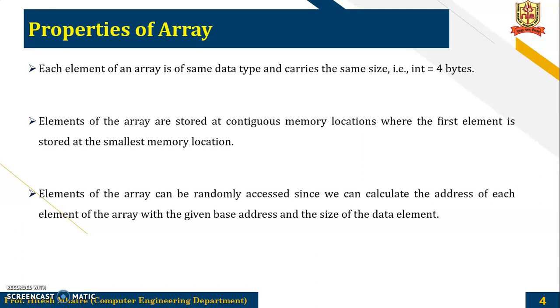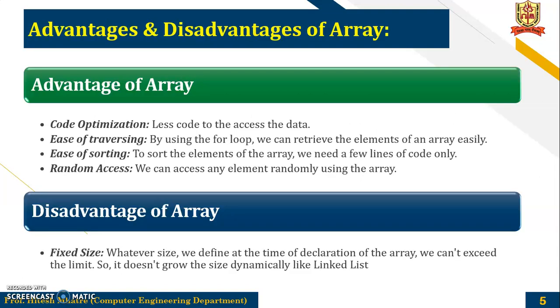The elements of an array can be randomly accessed since we can calculate the address of each element of an array with the given base address and the size of data elements. So we can actually access any element in an array if we know the base address, that is the starting address of the memory location where the array is stored, and the size of the data element. Like if we are storing integers, we require 4 bytes. So accordingly we can calculate the address of another random element, not necessarily from the start. Any random element can be accessed if you know the base address and the size of the data element.